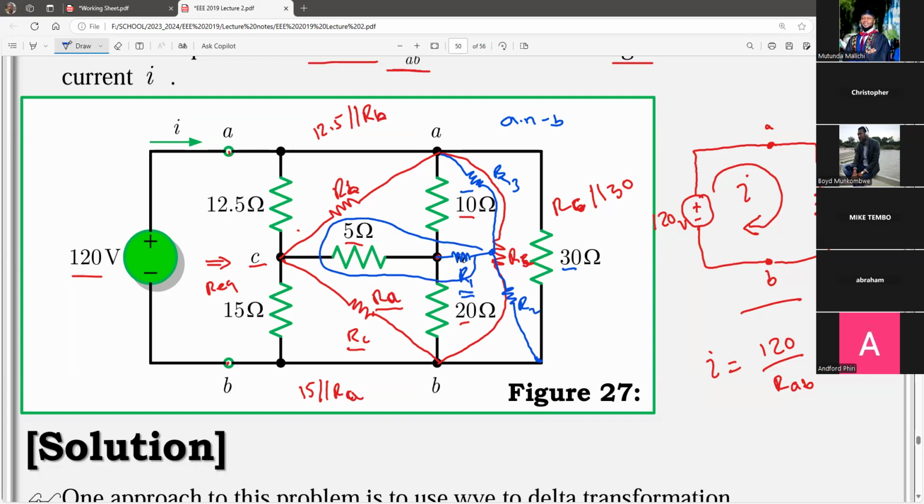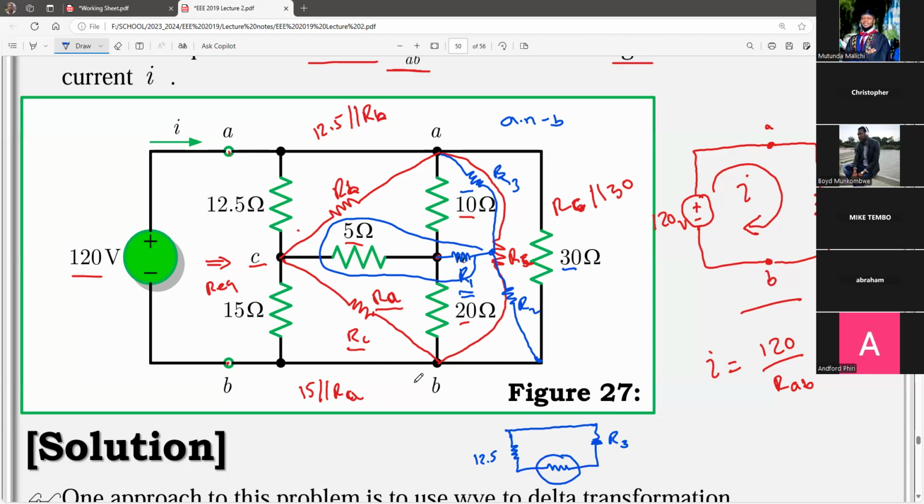But again, the challenge with changing the outer delta to Y, it will leave you with a situation like this. You have a 12 here, you have the equivalent of the 5 and R1, and then you have R3 there. Then you have a 12.5 here. You can't say R3 and the 12.5 are in parallel because of this one. So you really have to make your choice strategic. Otherwise, you might be going in circles.